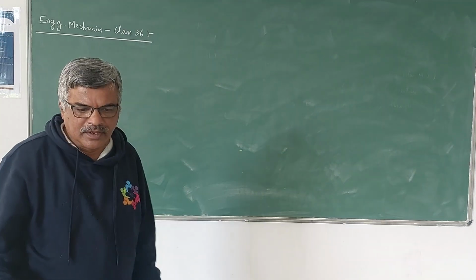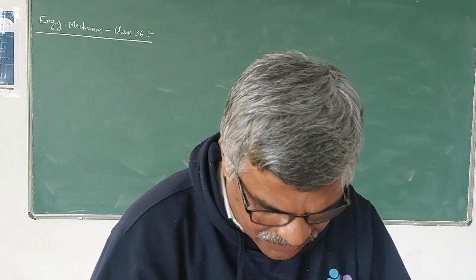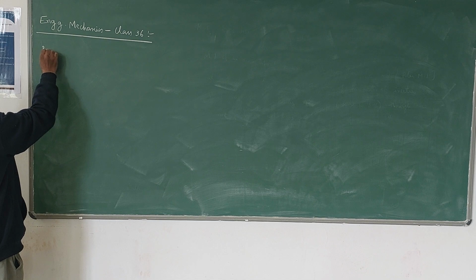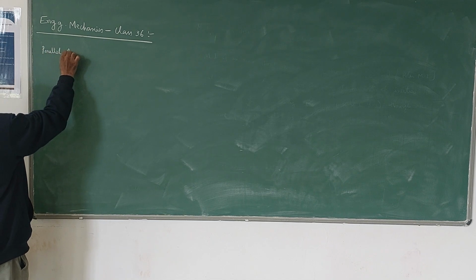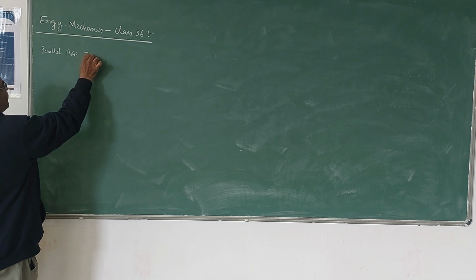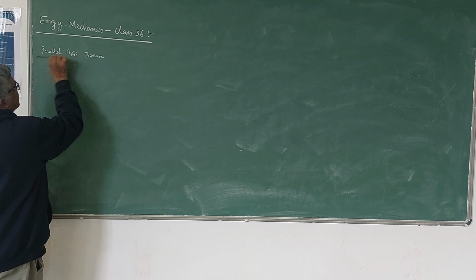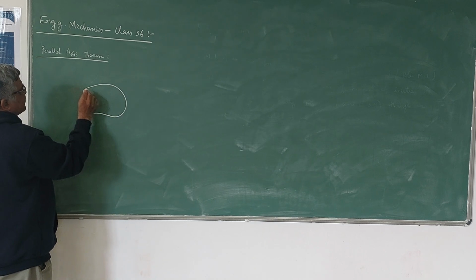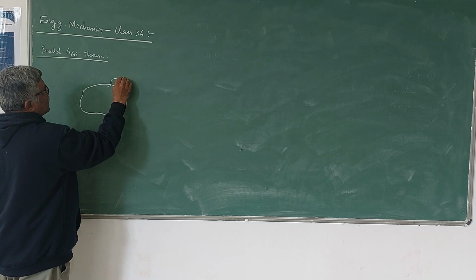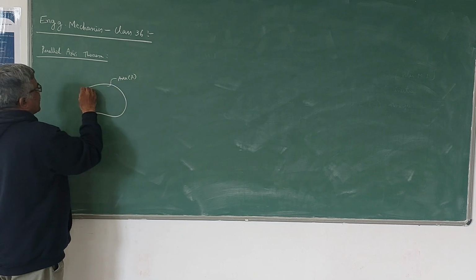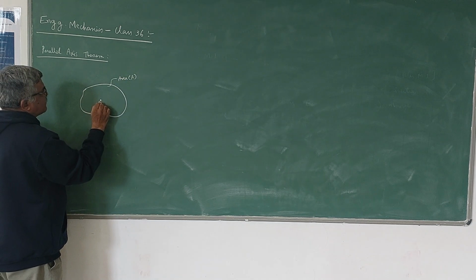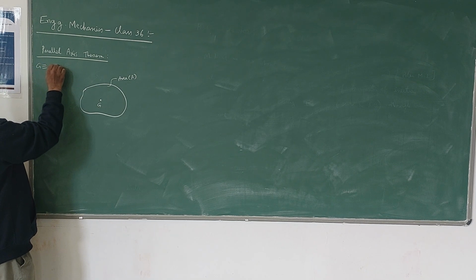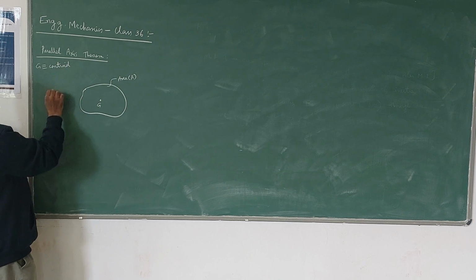So here I will write the statement. The statement we have to write correctly and clearly. Parallel axis theorem. According to this, I have an area A here. This is the area A, total area A, any planar area. I will locate the centroid of this area. G may be somewhere here. So G is the centroid of that area.